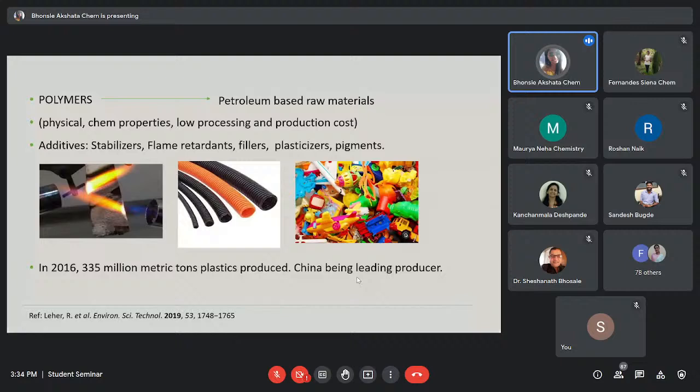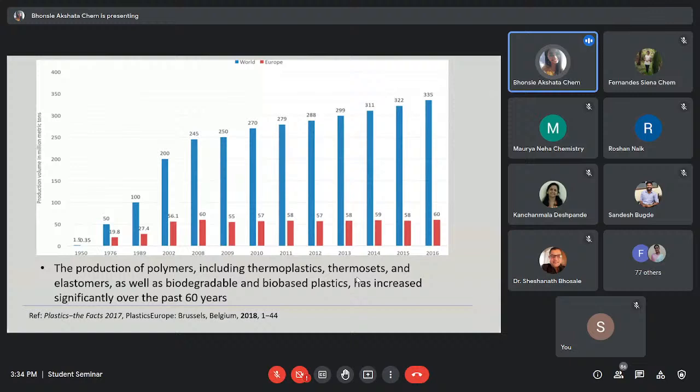In the past 60 years, it is seen that the production of these synthetic polymers has increased manyfold. In 2016, around 335 million metric tons of plastic was produced, with trillions of dollars in terms of global economic returns, China definitely being the leading producer. This graph shows a comparison of the plastic production in the world as compared to that in Europe. The red bars show the production of plastic in Europe, and the blue bars the world. So it is seen that in Europe, the production of plastic has stabilized over the years, from 1950 to 2016.